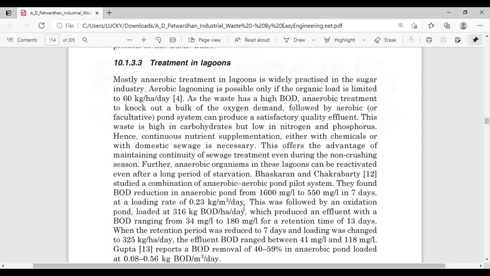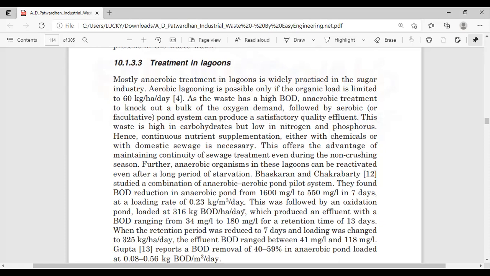This waste is high in carbohydrates but low in nitrogen and phosphorus. Hence, continuous nutrient supplementation either with chemicals or with domestic sewage is necessary. This offers the advantage of maintaining continuity of sewage treatment even during the non-crushing season. Further, anaerobic organisms in these lagoons can be reactivated even after a long period of starvation.